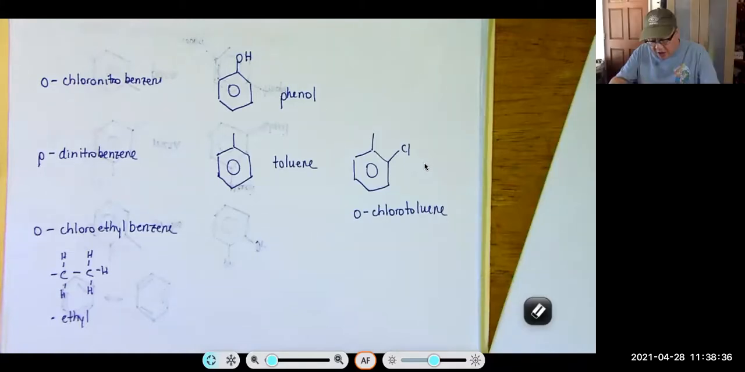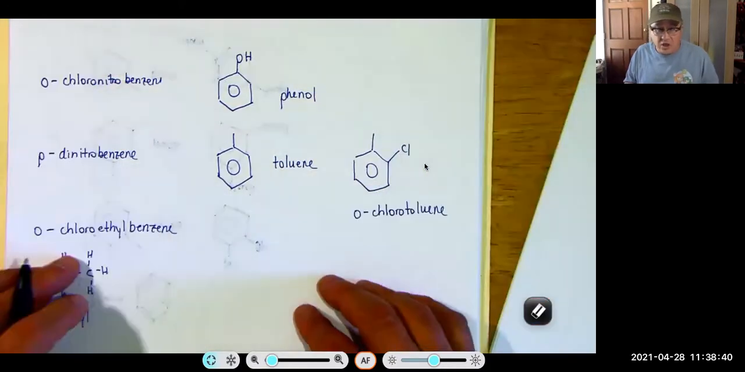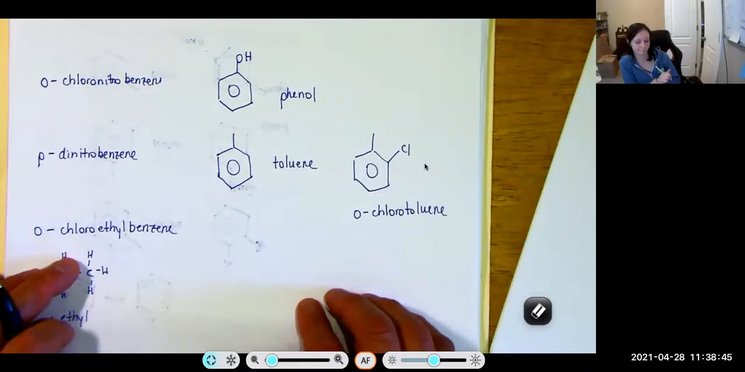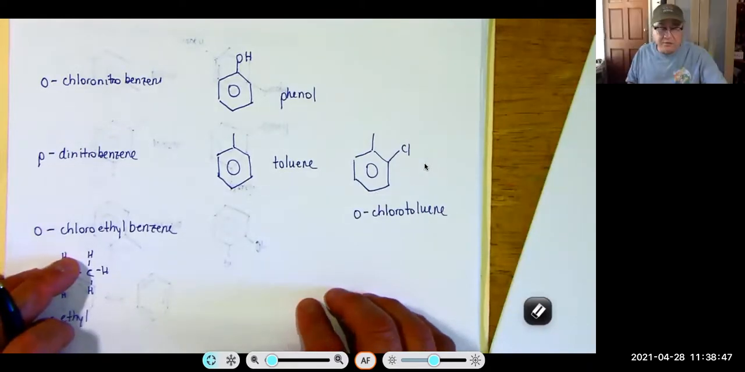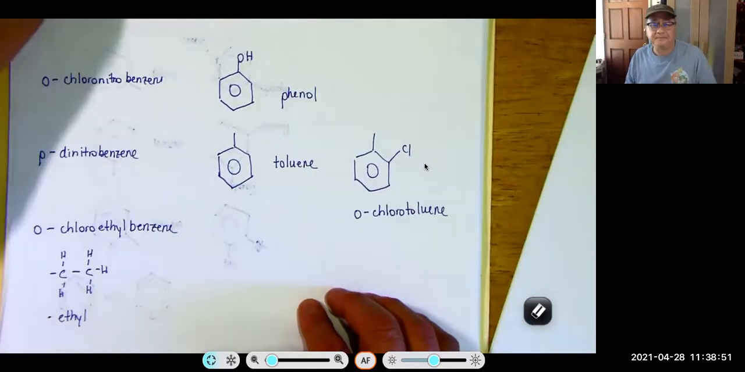So these are two common benzene rings with substituents, phenol and toluene. Toluene. You can go to Home Depot and buy a bottle of toluene. It's a solvent.